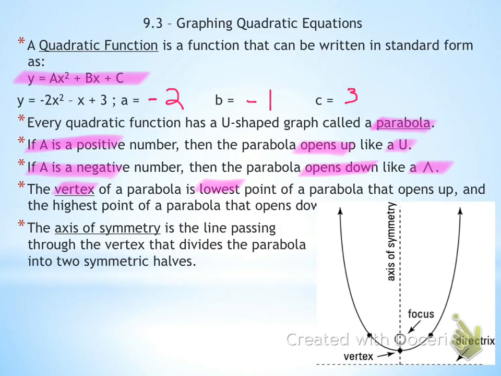The vertex is the lowest point on a parabola that opens up, just like here. And it's going to be the highest point on a parabola that opens down. So if I have a parabola like this, my vertex is the highest point that parabola ever reaches. And then the axis of symmetry is a line that always goes through the vertex, and it divides my parabola into two symmetric halves.